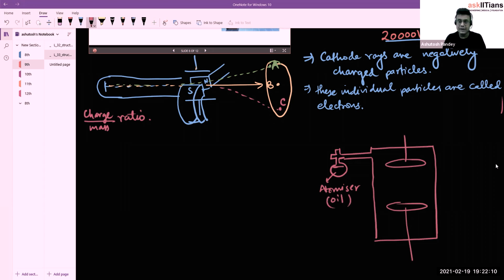So when oil drops come, let's say this is the negative charge and this is the positive charge. While crossing through this negative charge, the oil is going to carry some charge with it. And let's say this is the oil drop.